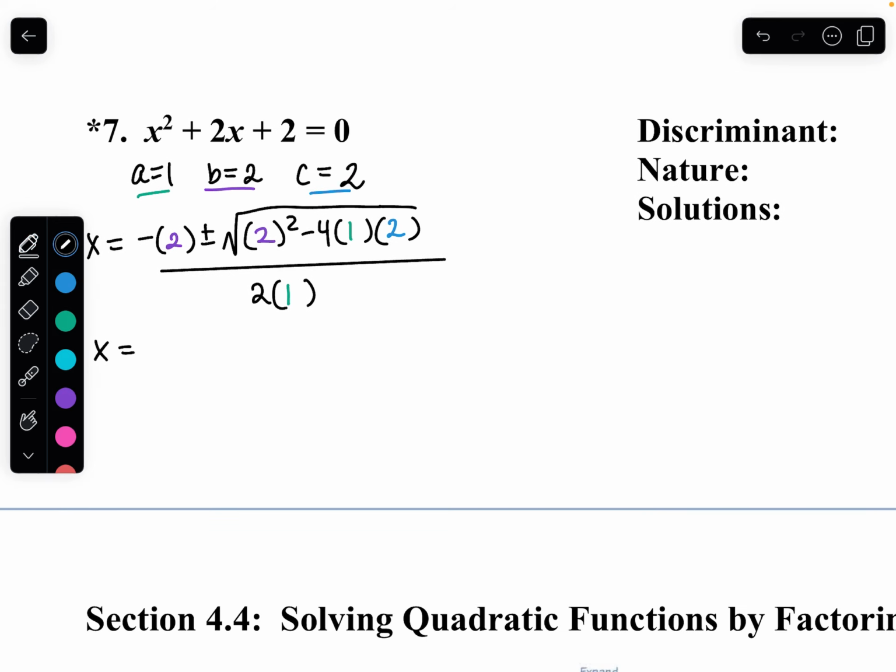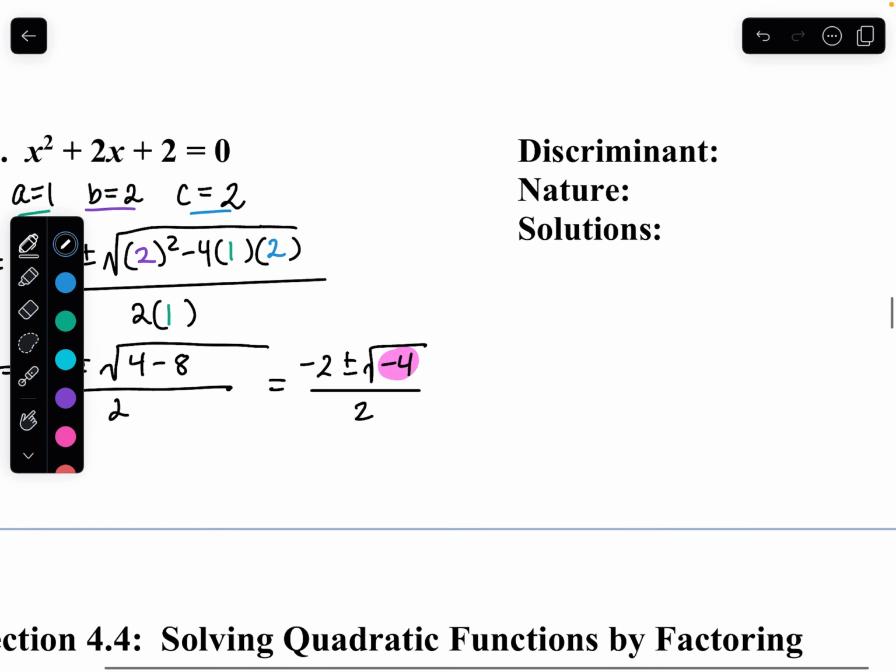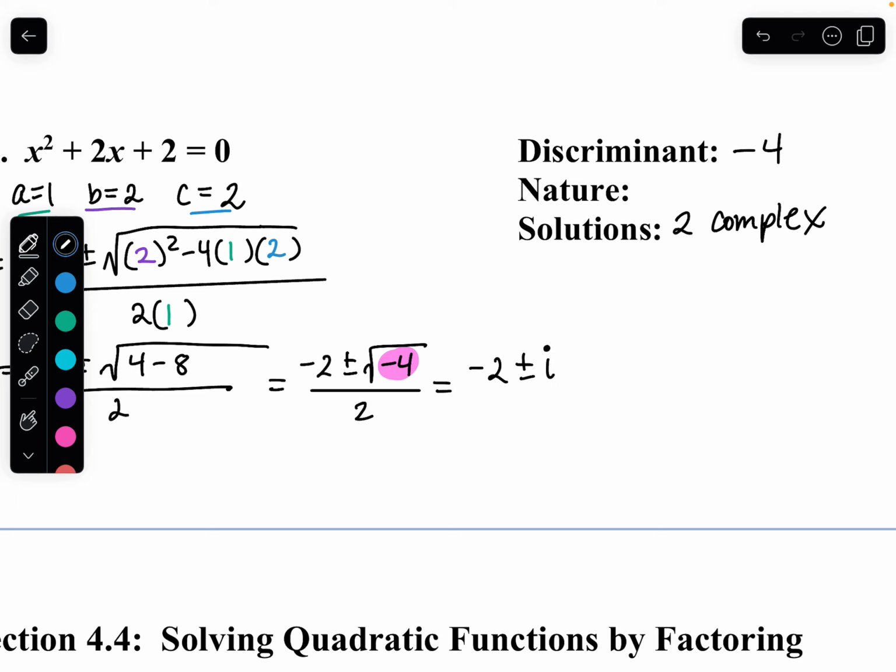Okay, and so to number crunch this, we have -2 plus or minus square root of 2 squared is 4, and then 4 times 1 times 2 is 8. 2 times 1 is 2. And so simplifying this further, 4 minus 8 is -4. And so here our discriminant is negative. It's -4. So even though it's a perfect square, we're going to have complex solutions because we know i is going to show up. And so we know we need to take an i out.